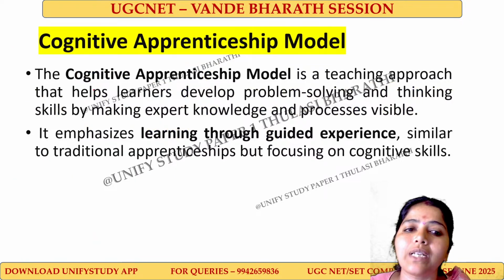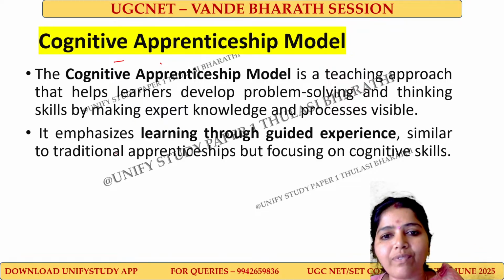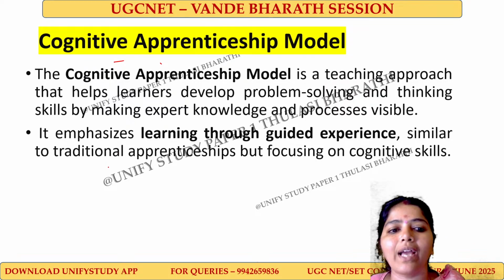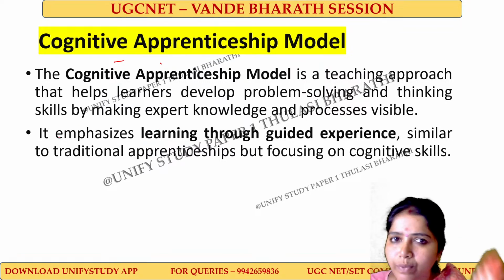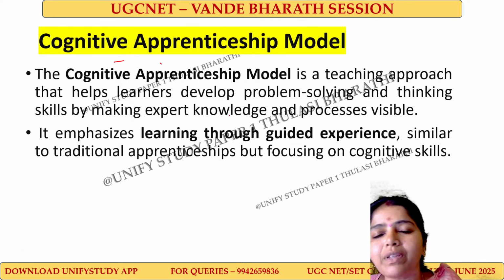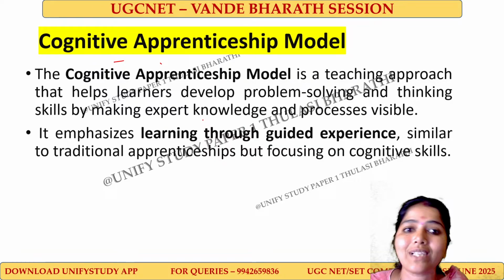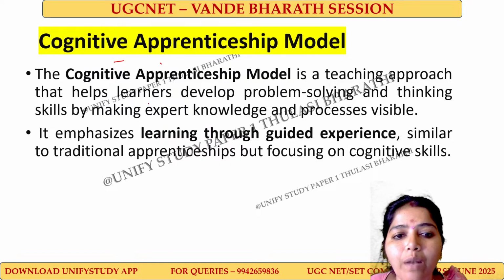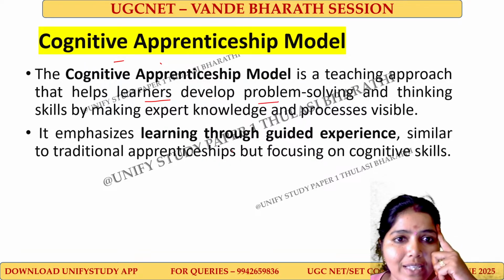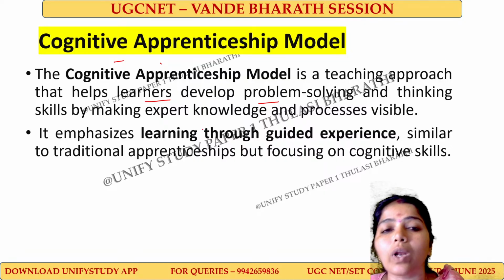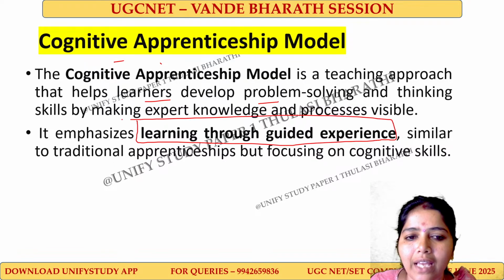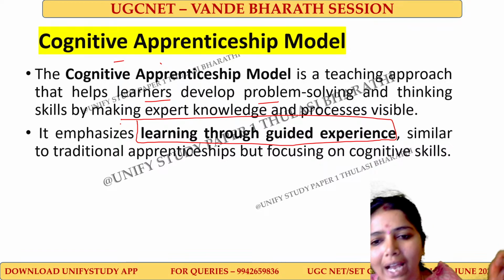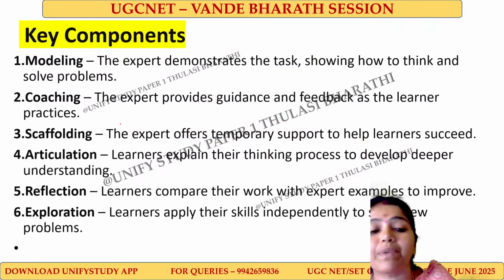And next one, we have the cognitive apprenticeship model. It is a model where we work on problem solving and thinking skills, right? So cognitive means what? Thinking. Apprenticeship model means where we learn by doing something. Learn by thinking, learn by action, right. It is an approach that helps learners develop problem-solving and thinking skills by making expert knowledge and process visible, done through a guided experience. So learning occurs through guided experiences, and that is called the cognitive apprenticeship model.